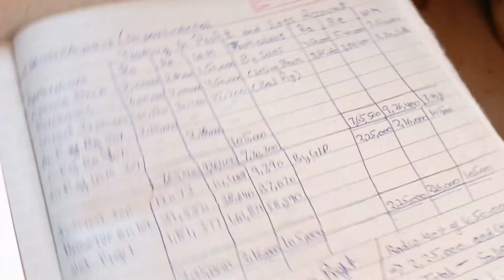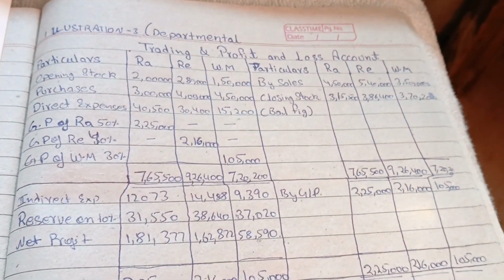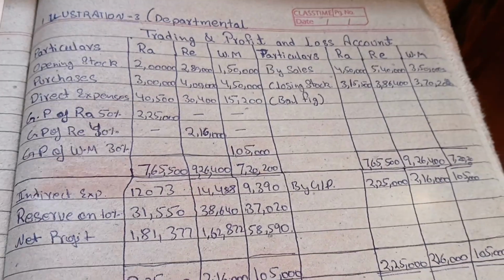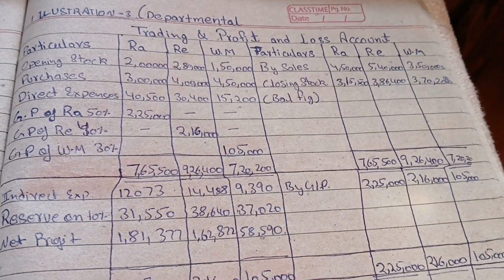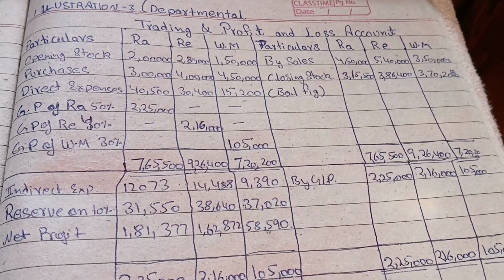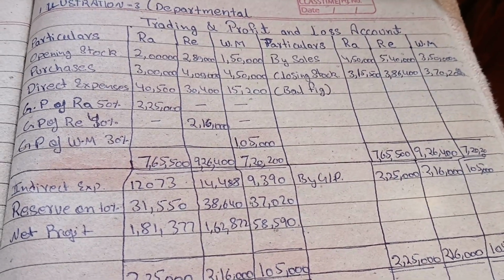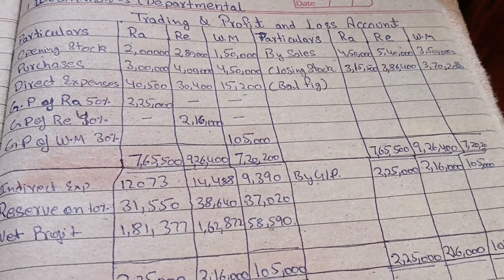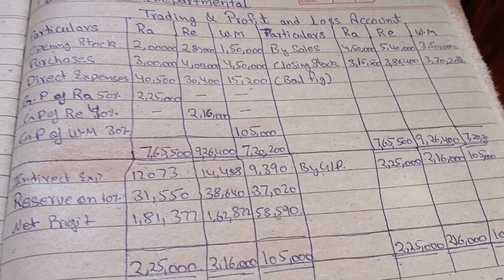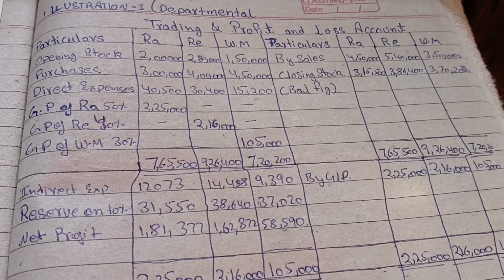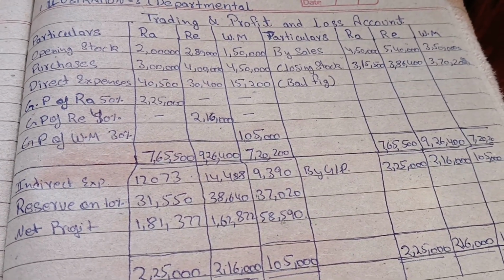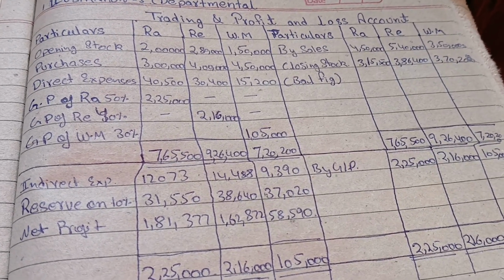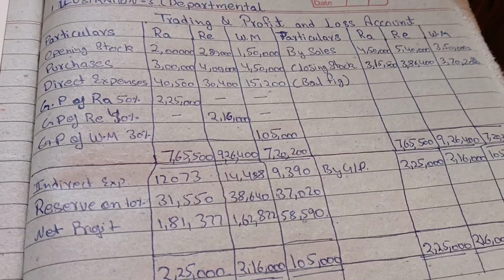Here we can prepare the departmental trading and profit and loss account. First we write particulars and the department names. Due to the lack of space, I use a short form: RA for radio, RE for refrigerator, and WM for washing machine. The same I follow on the credit side. The first item of the trading account is opening stock, 2 lakh for radio, 2,80,000 for refrigerator, and 1,50,000 for washing machine.